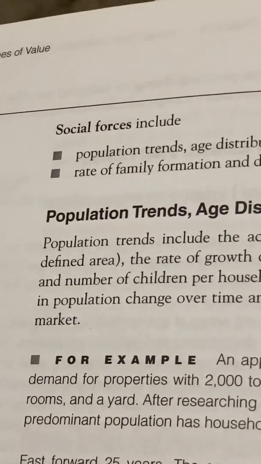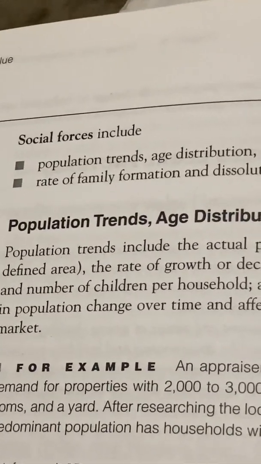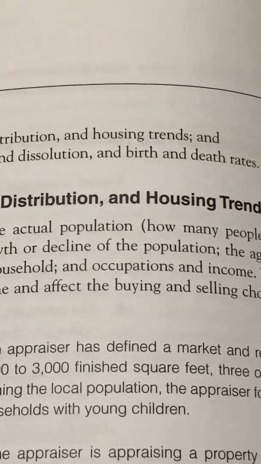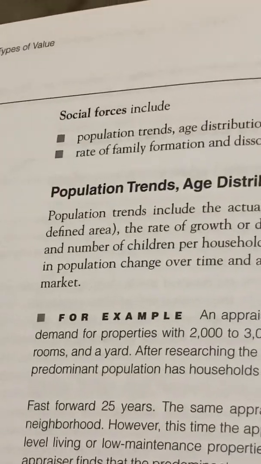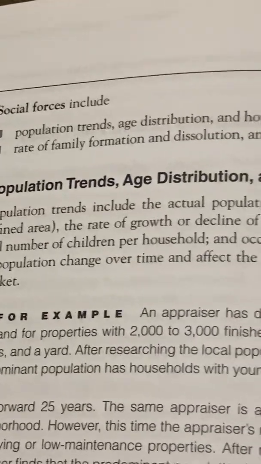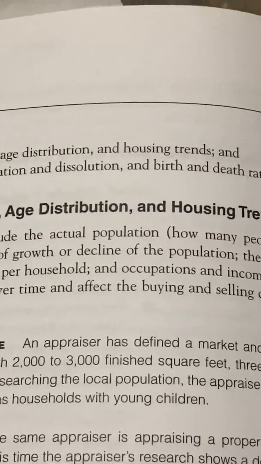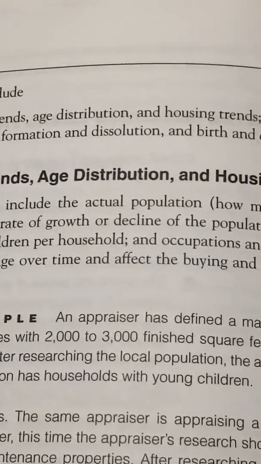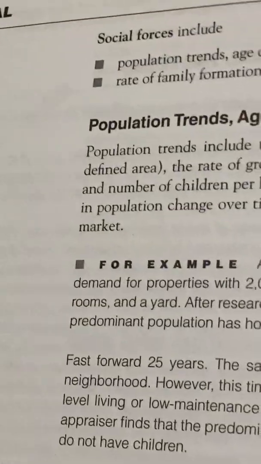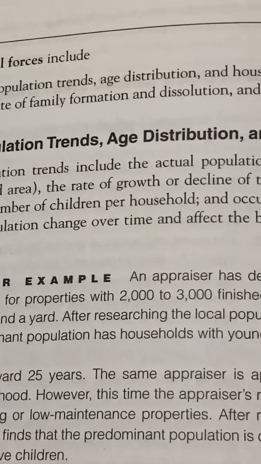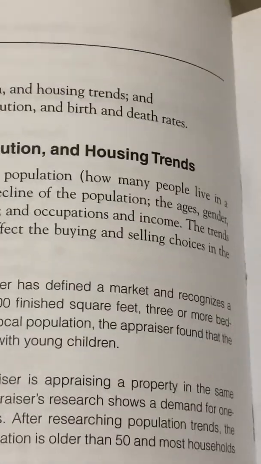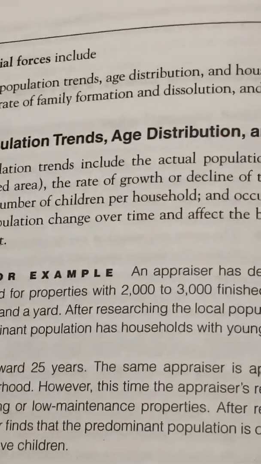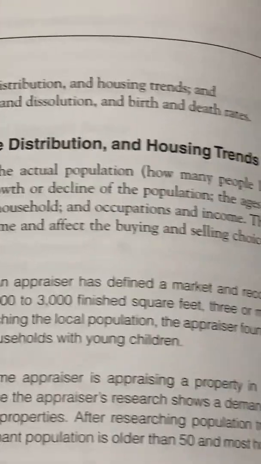Social. Social forces include population trends, age distribution and housing trends, rate of family formation and dissolution, and birth and death rates. Population trends, age distribution and housing trends. Population trends include the actual population. How many people live in a defined area? The rate of growth or decline of the population.